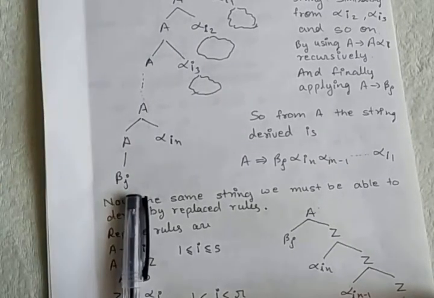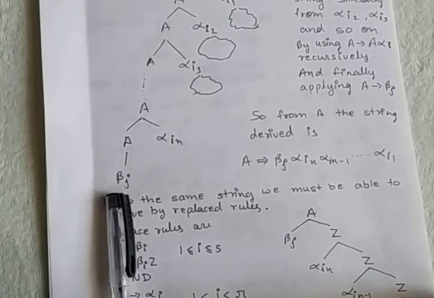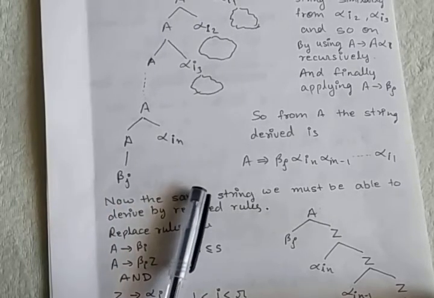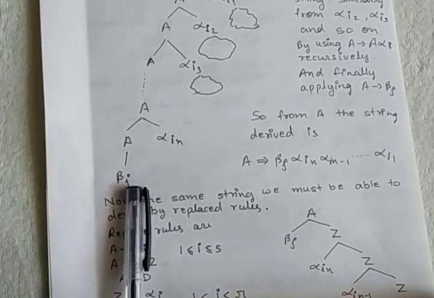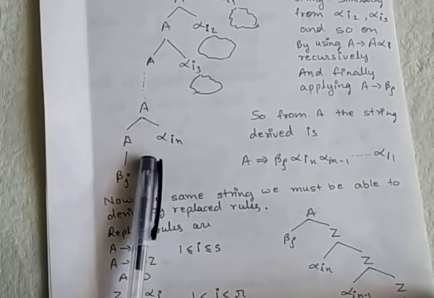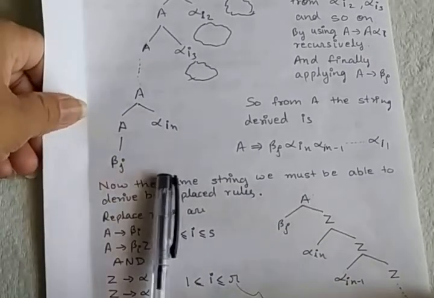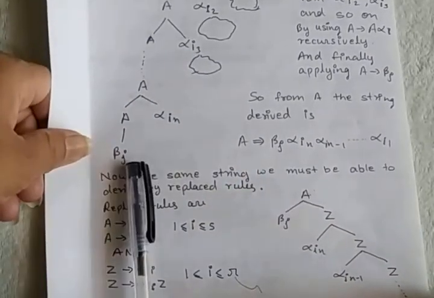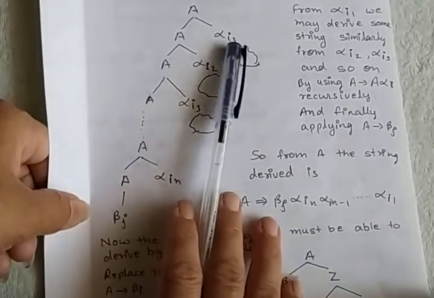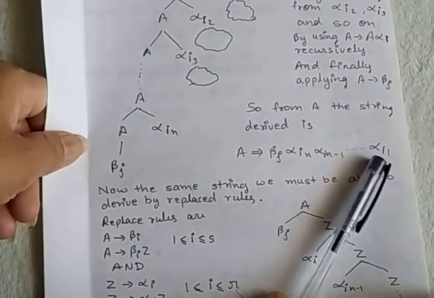We have the rules of the form A tends to A alpha i1 or A tends to A alpha i2 and so on. And we have rules A tends to beta 1 or A tends to beta 2 and so on, so that we can replace here A by beta j. Now the string formed will be beta j alpha in up to alpha i1. So this is the string formed with the previous grammar.